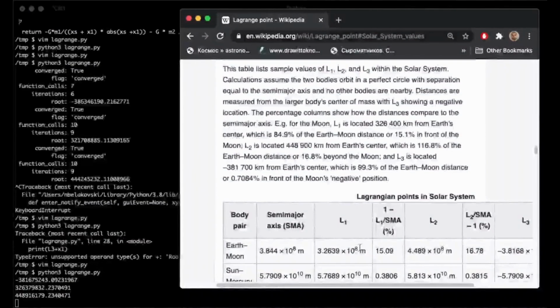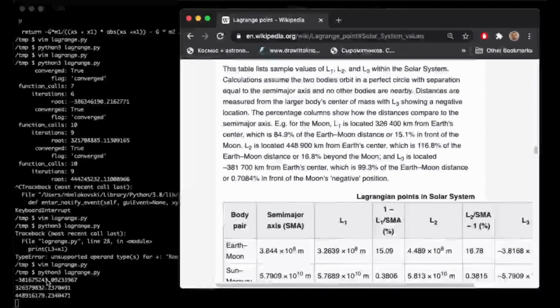So what do we got here? For L1, 326,300, and okay, this one's 39. Here we have 38. For L2, 4489. That's looking pretty good. And for L3, negative 3.8168, negative 3.8168. And so there we have it.